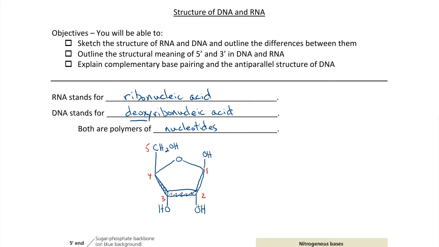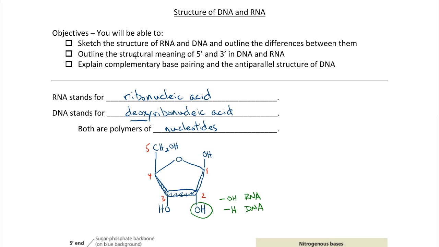The difference is here on carbon 2. In RNA, it's an OH like drawn here. That makes it a ribose sugar. In DNA, the oxygen is removed and it's just a hydrogen. That's the deoxy part. We've removed that oxygen, and that's what we see in DNA. So it's only this difference at this second carbon on the ribose that makes the difference between RNA and DNA.